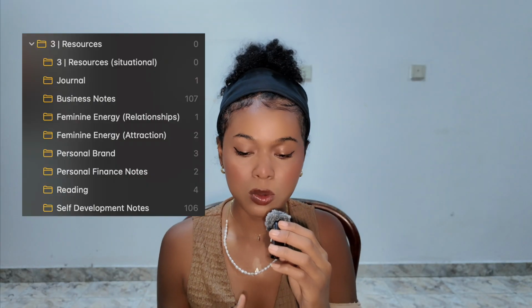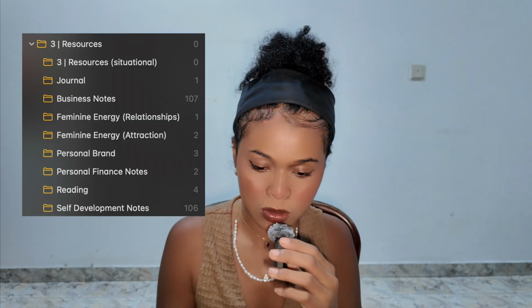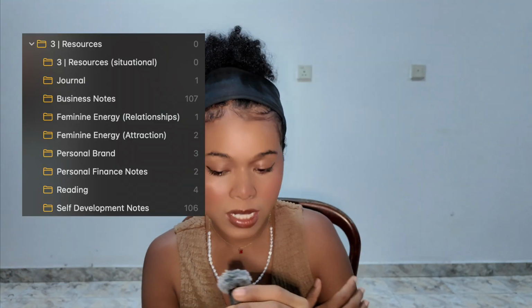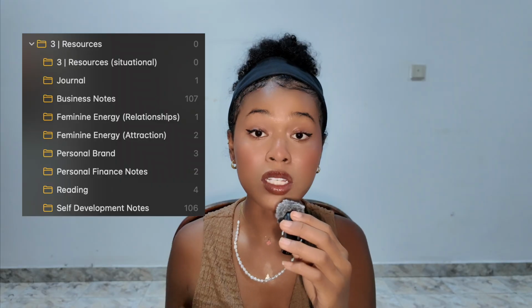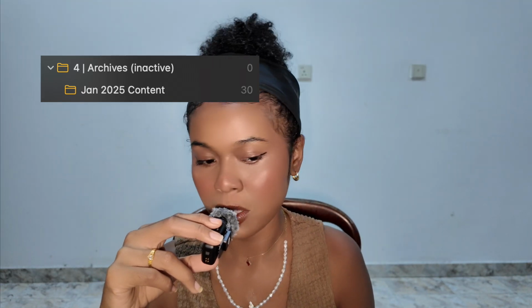And in the resources, that's where I have my business notes and my notes about feminine energy, about relationships, feminine energy about attraction, and notes about personal brands, personal finance. What am I reading? Self-development notes. So these are resources that are situational, right? I'm not going to look at them every day, but in some situations, I'm going to need that information. I'm going to need those business notes. And then archives is just everything else, things that are going to be in my past. Like I'm about to go into the month of February, meaning that I need to put my January 2024 content that is in projects inside of the archives folder.